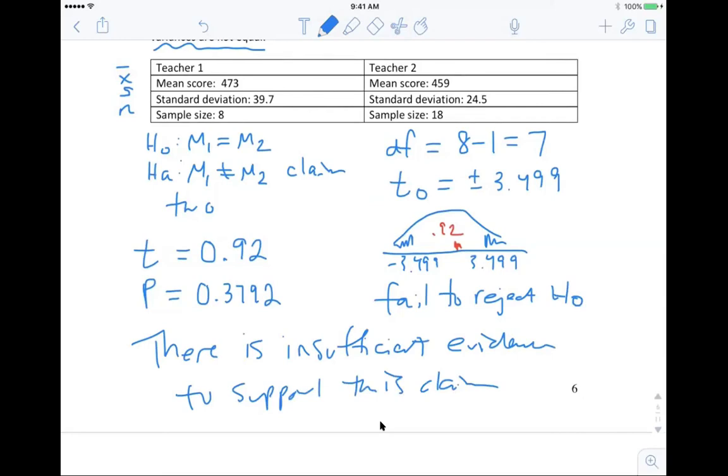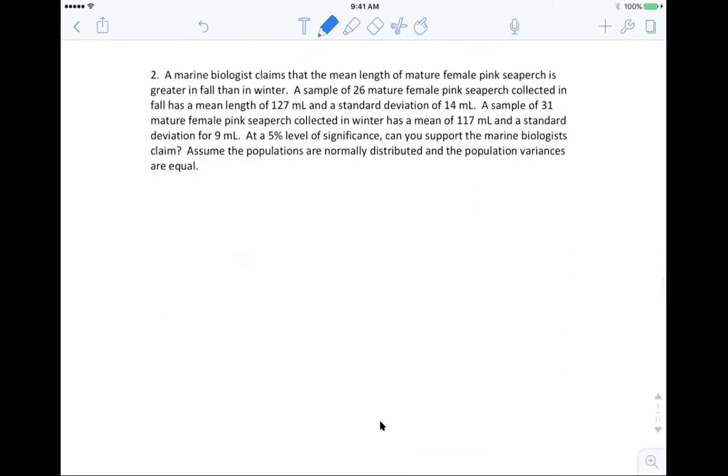Okay, why don't you give the second one a try, and then I'll write it out, and we'll see if you get it. So I would pause the video now, give it a go, and then I'm just going to have the answer appear here, and we'll talk about it.